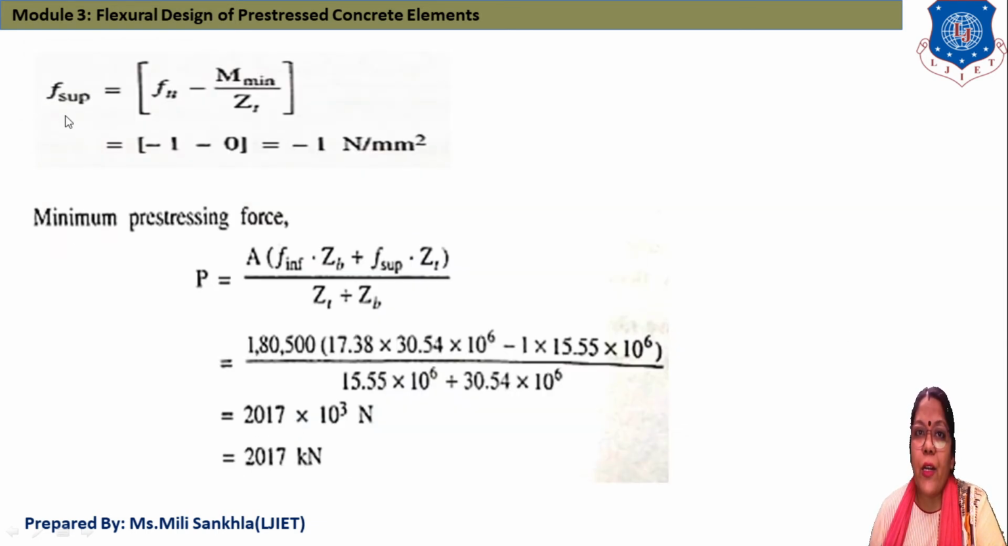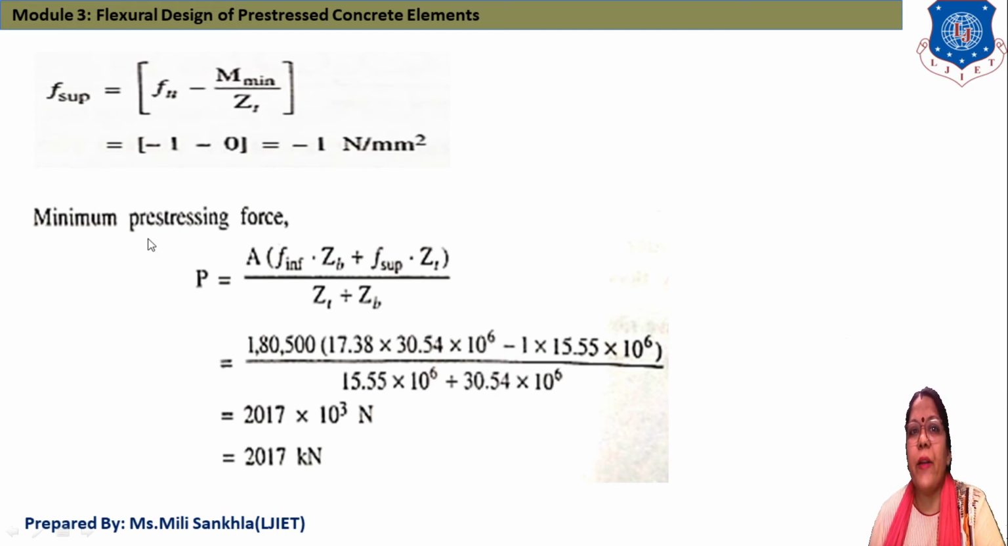Next we find the bottom stress, that is FT minus the minimum moment divided by ZT. Okay, and this FTT is equal to -1, and this one is 0. So the stress at bottom is equal to -1 Newton per mm square.